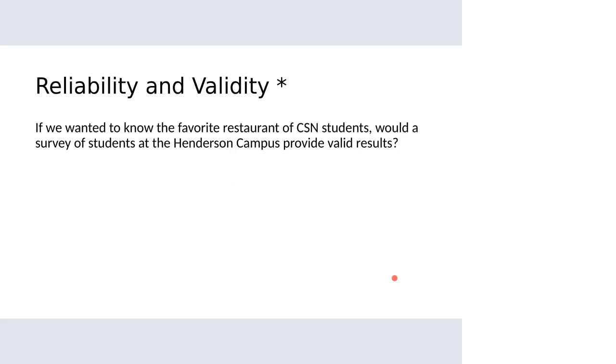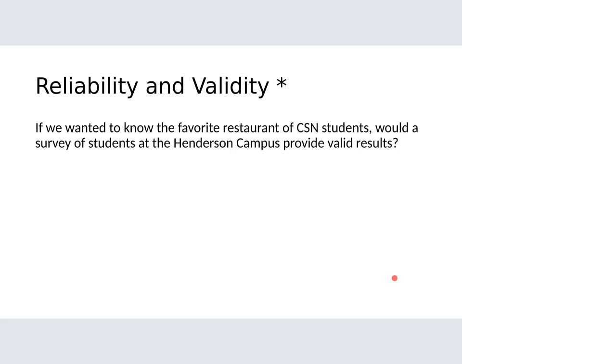Pretty much the same kind of ratio there. Pretty much everybody's saying no on this one. And I would tend to agree with that because, well, the first thing that comes to my mind is if we're only doing this survey at Henderson, there could be restaurants in Henderson that students pick as their favorite that they don't even have near Cheyenne or North Las Vegas. So you could get a very skewed result here by students picking something like that.